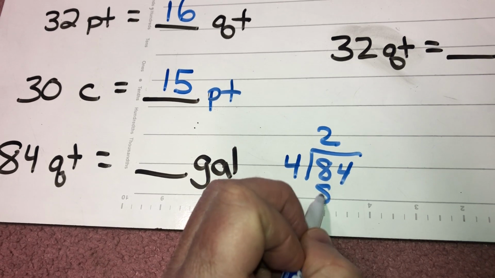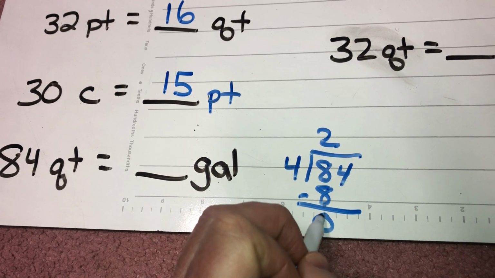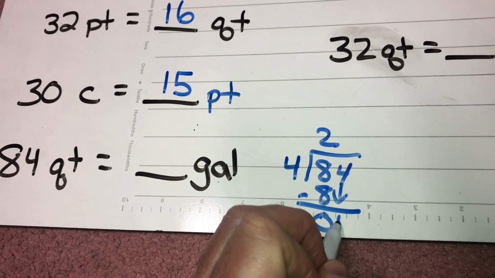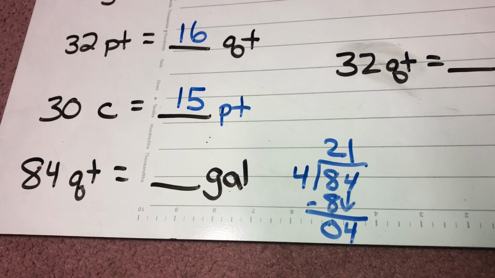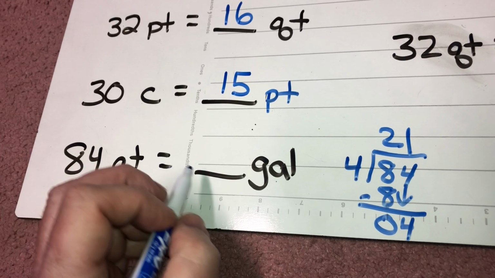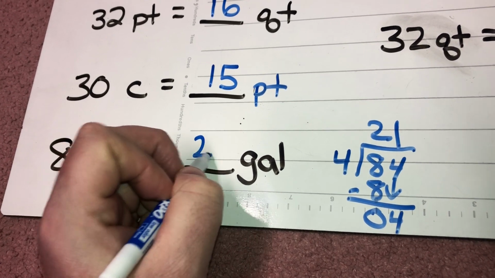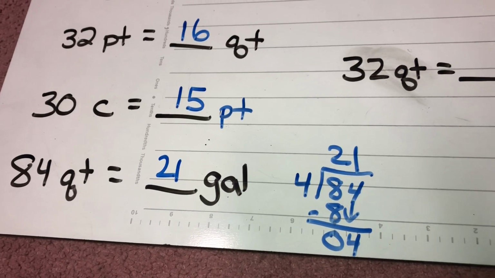2 times 4 is 8. 8 minus 8 is 0. Going to bring the 4 down. 4 can go into 4 1 time. There's none left over because I know that 4 times 1 is 4. So 84 quarts is equivalent to 21 gallons.